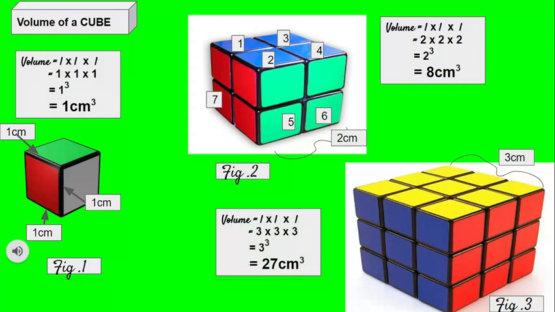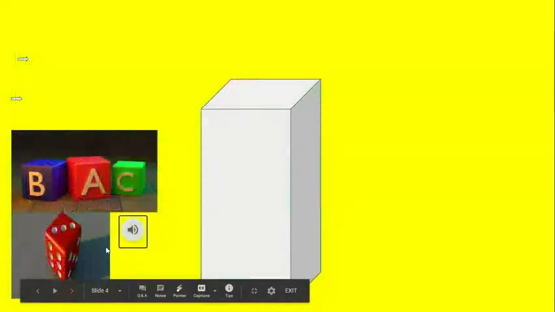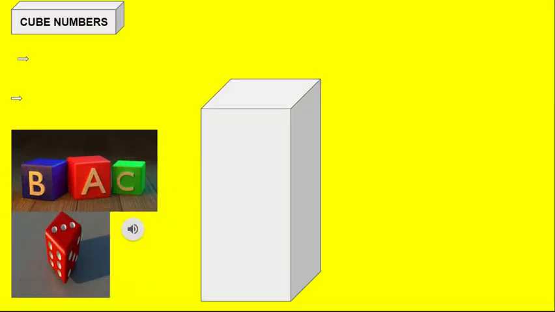Okay. Now here I have explained the concept by taking the analogy of the cube, that is the three-dimensional cube structure, isn't it? Now we can talk about the cube numbers. Now let us talk about the cube numbers in terms of numbers.